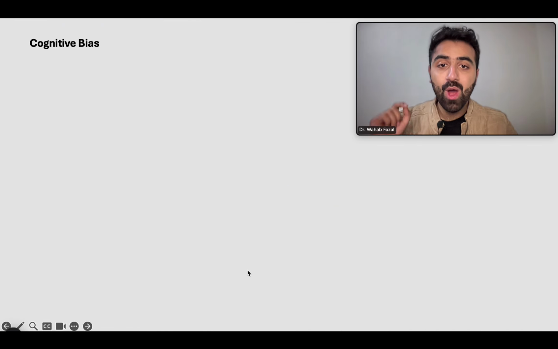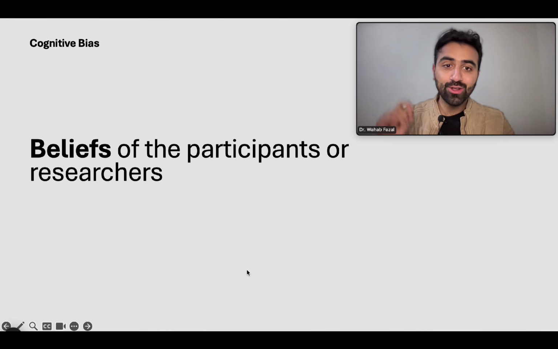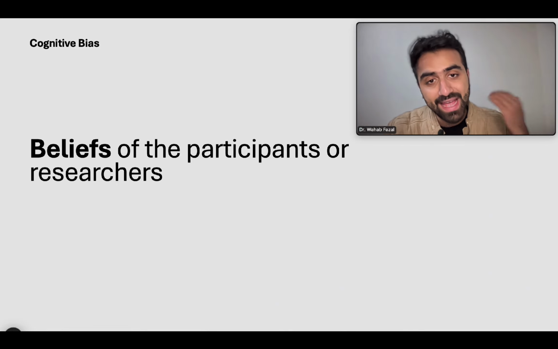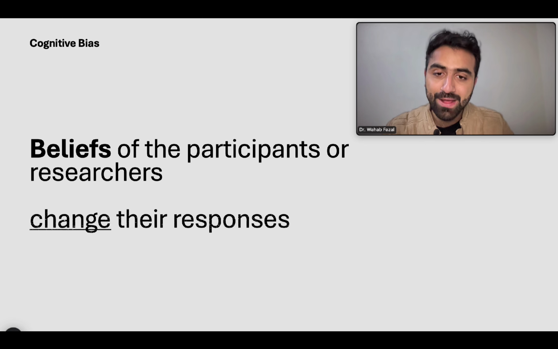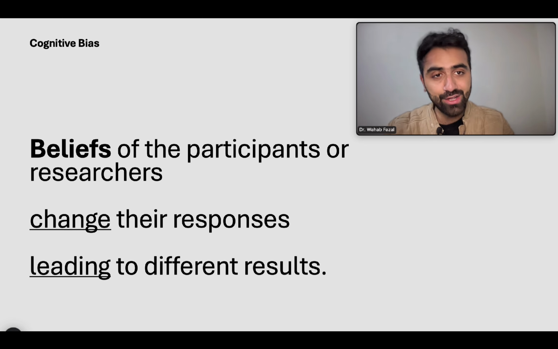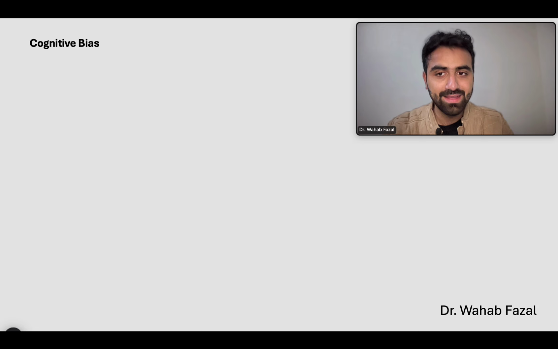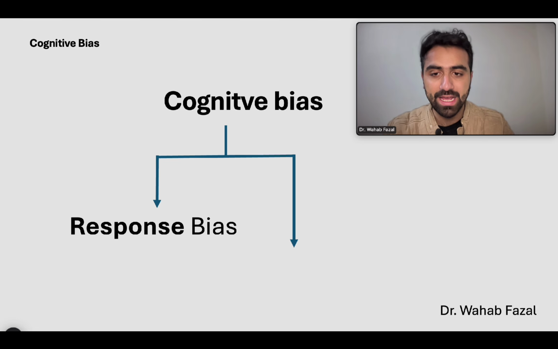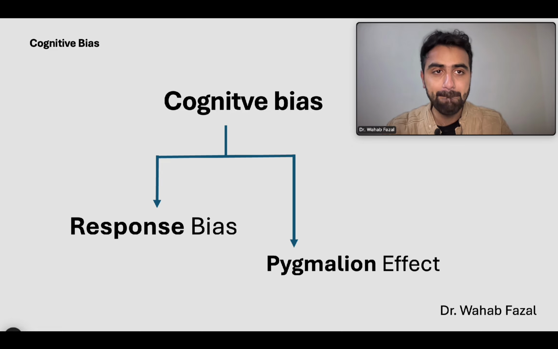So first of all, what is cognitive bias? Cognitive bias is when the beliefs or the thoughts, or whatever is happening inside the head of the participant or researcher, gets into the study itself. How is that possible? Basically, it changes their responses, leading to different results. Let's look at it. Cognitive bias is divided into two types. The first thing that we're going to talk about is response bias, and then the Pygmalion effect.